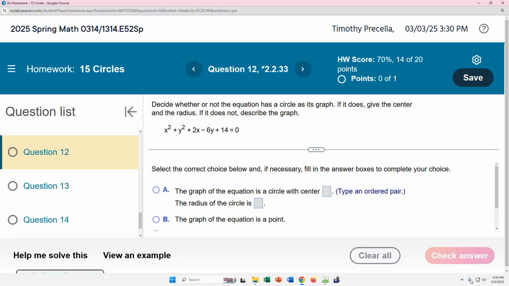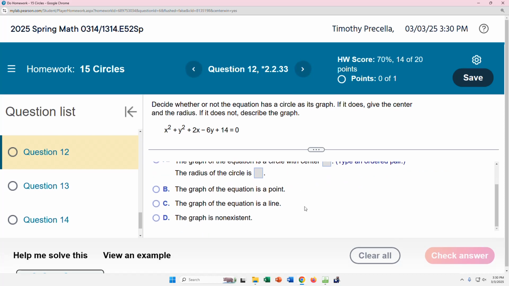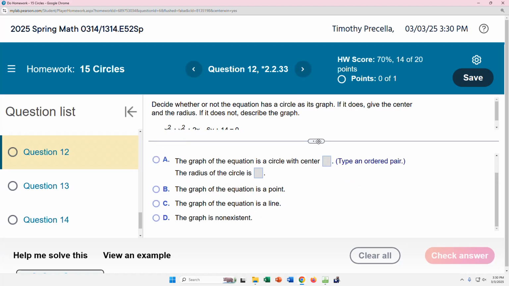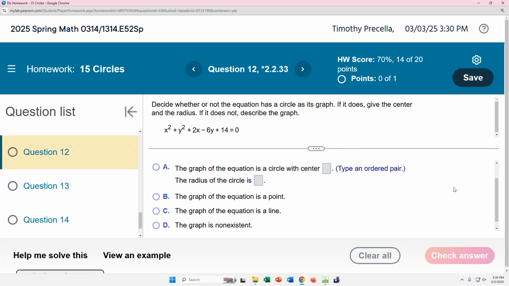Hey, on number 12, are we going to have to divide the way we did on number 10? No, because look, we already have that x squared and y squared. This is number 12. X squared plus y squared plus 2x minus 6y plus 14 is equal to 0. Let me make sure I don't miscopy that.